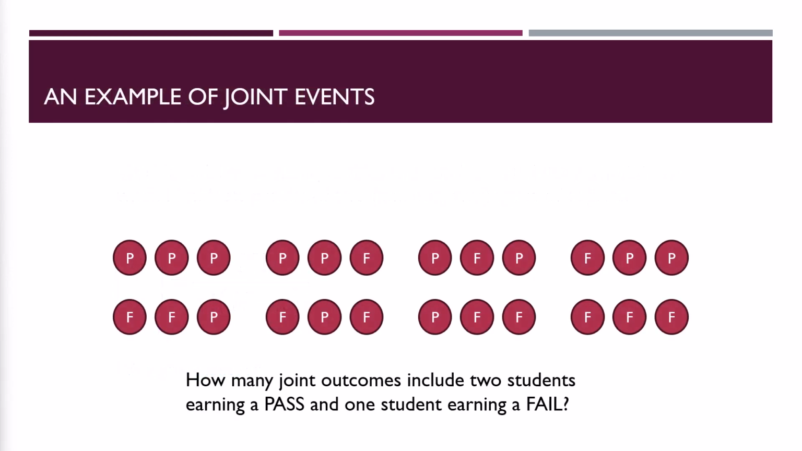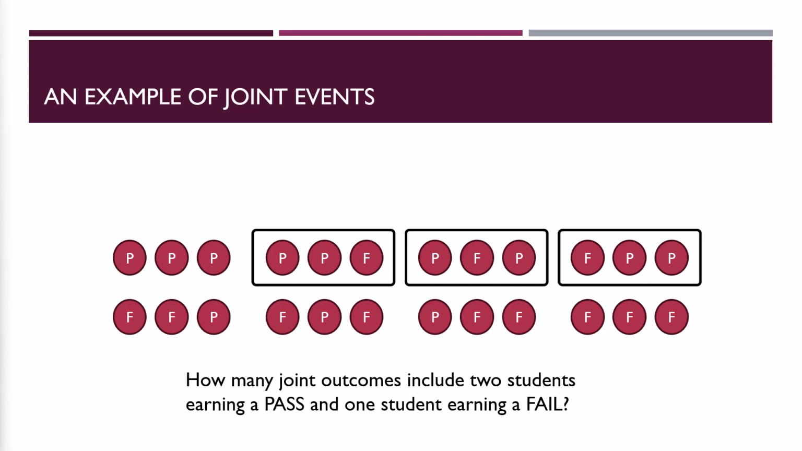Here's the question we started with. How many joint outcomes include two students earning a pass and one student earning a fail? Note that the data are dichotomous and the events are Bernoulli events. Specifically, there are 3 Bernoulli events. The question is based on having two successes, so we will set x equal to 2. Then n minus x is 3 minus 2, or 1, which is the one failure.